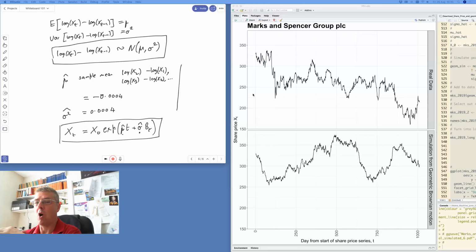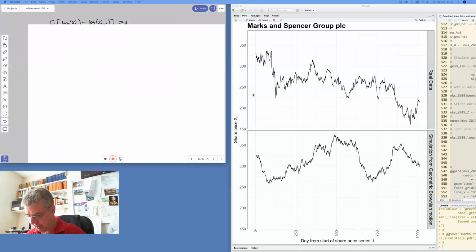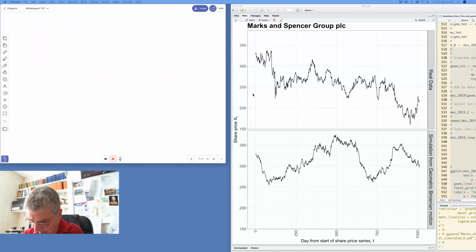So people have worked on modifications of this model, and that's a current research topic. But the geometric Brownian motion model is an excellent model in general for share price behavior. So I'm going to finish this presentation with a little more mathematics.